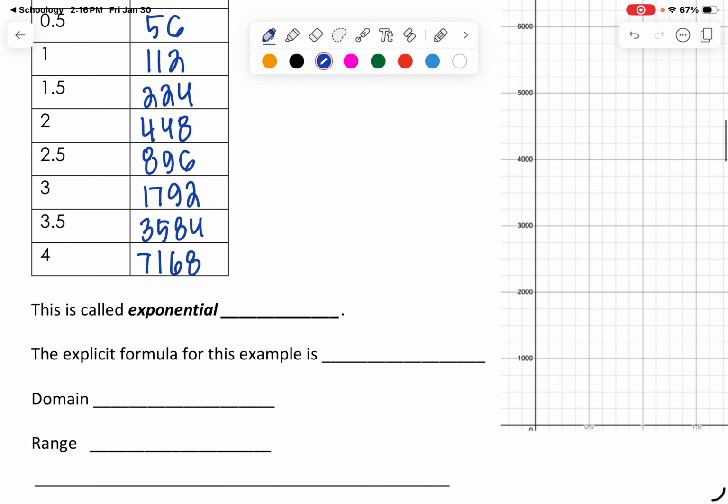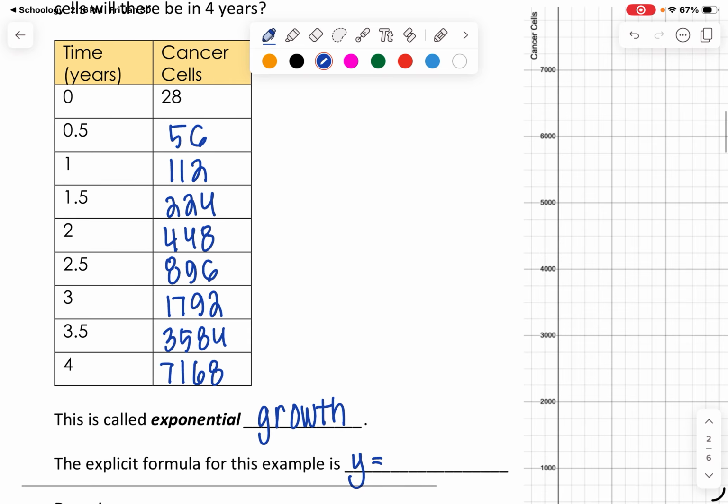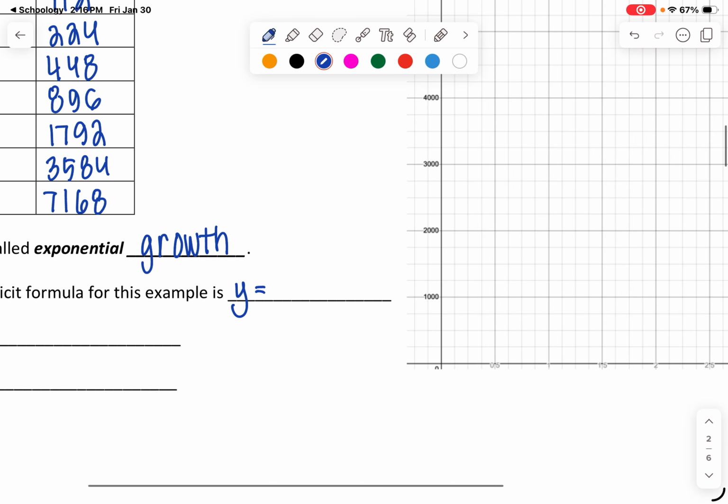This is called exponential growth. As your x values increase, your y values increase. Okay, there's also a common multiplier. We've written an explicit formula for exponential growth before. We're going to use y equals, not a sub n equals. Or you could do something that represents cancer cells, you can do c equals if you want. Your initial amount, which was 28 cells, and then your constant multiplier, your r value, your ratio, which is 2 to the x power.